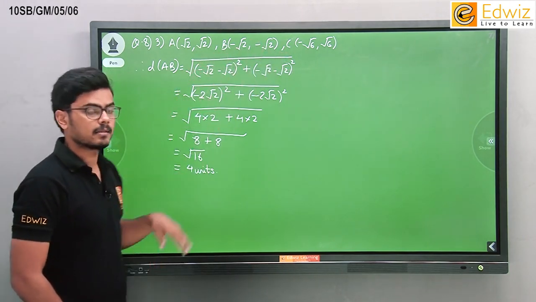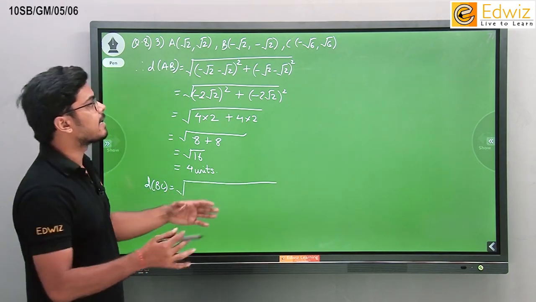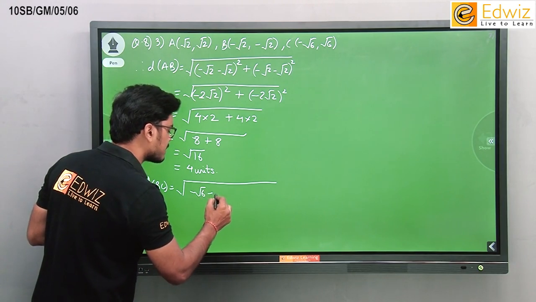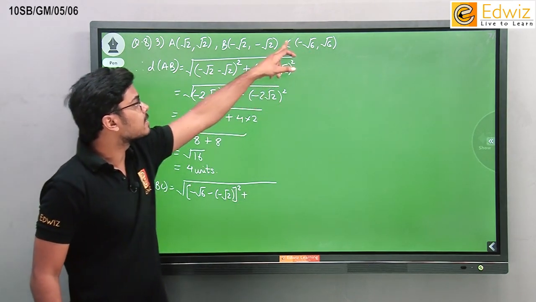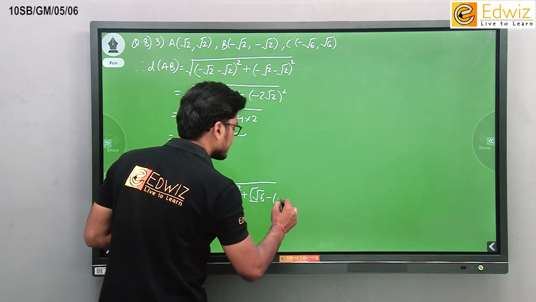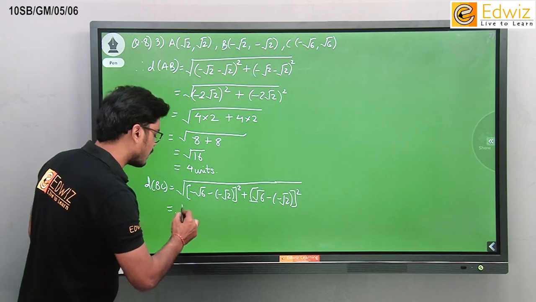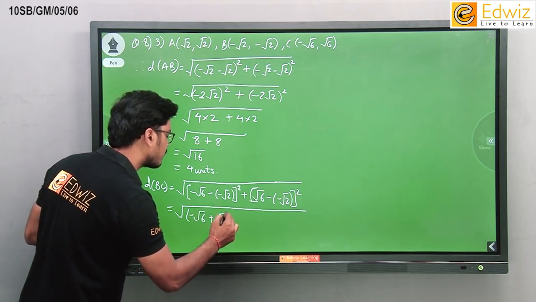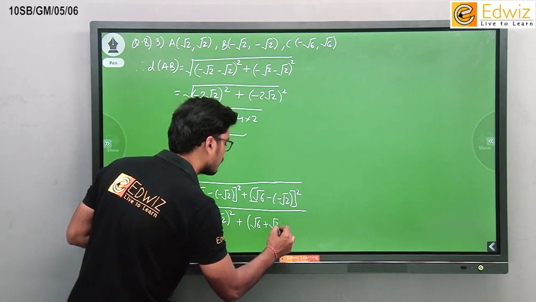Now let us calculate distance BC. Distance BC is equal to square root of, once again x2 minus x1 मतलब minus root 6 minus minus root 2, the whole square, plus same thing, root 6 minus root 2, correct? Root 6 minus root 2, the whole square. Okay, so this is what we need to find out. This will be equal to square root of minus root 6 plus root 2 the whole square plus this is equal to root 6 plus root 2 the whole square.